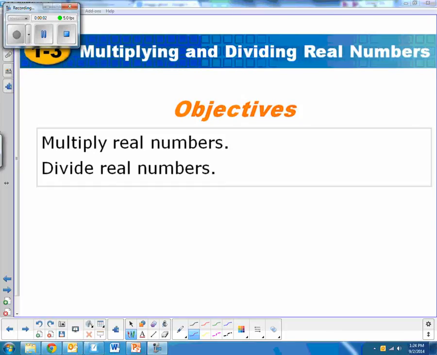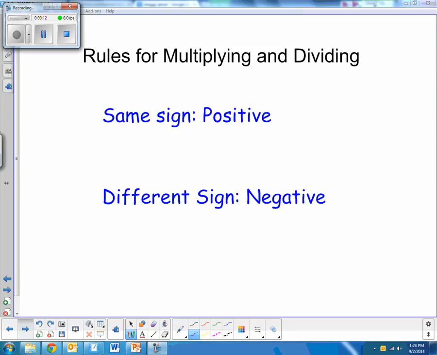We are in our third lesson here on multiplying and dividing real numbers. Again, an important distinction, but all the numbers for this class will be real. So we're going to be multiplying and dividing these real numbers today. Rules for multiplying and dividing: much less complicated than adding or subtracting, I guess.